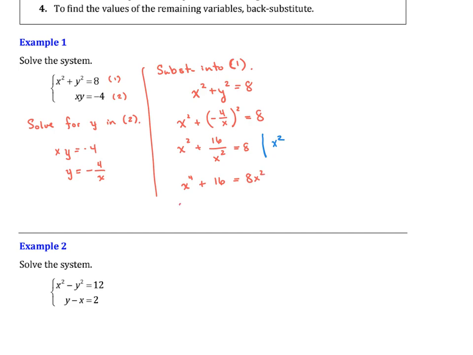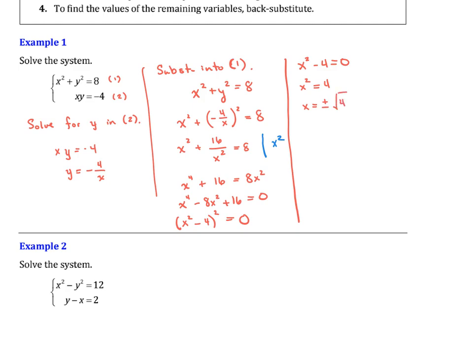Now we can solve this, because it's a quadratic form, by getting one side equal to 0. This factors as x squared minus 4 times x squared minus 4, which would be x squared minus 4 equals 0. This would mean that x squared minus 4 equals 0. So x squared would equal 4. Take the square root of both sides, but when we do that, we must do plus or minus. So x equals plus or minus root 4. So x equals plus or minus 2.